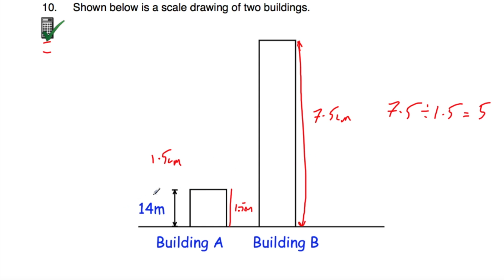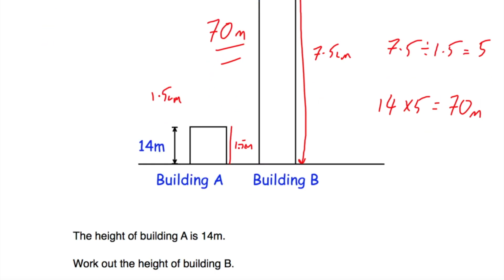So if we take the height of building A, which is 14 meters, and times that by 5, that'll give us the height of building B. And 14 times 5 is equal to 70. Remember our units are meters, so 70 meters. So the height of building B is 70 meters in real life. And that's it, so 70 meters.